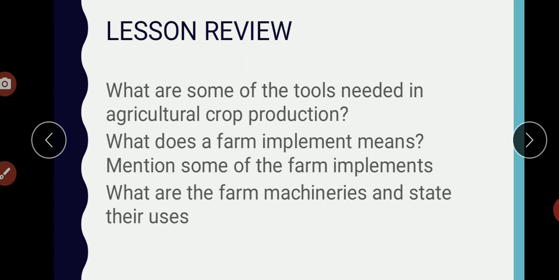And the farm machineries, these are machineries that make our work as farmers easier and more effective and more efficient. So examples of machineries are water pumps, grass cutter, the hand tractor, and the four-wheeled tractor. So these are the farm machineries that are usually used in farming, and also the rice harvester and the drone.